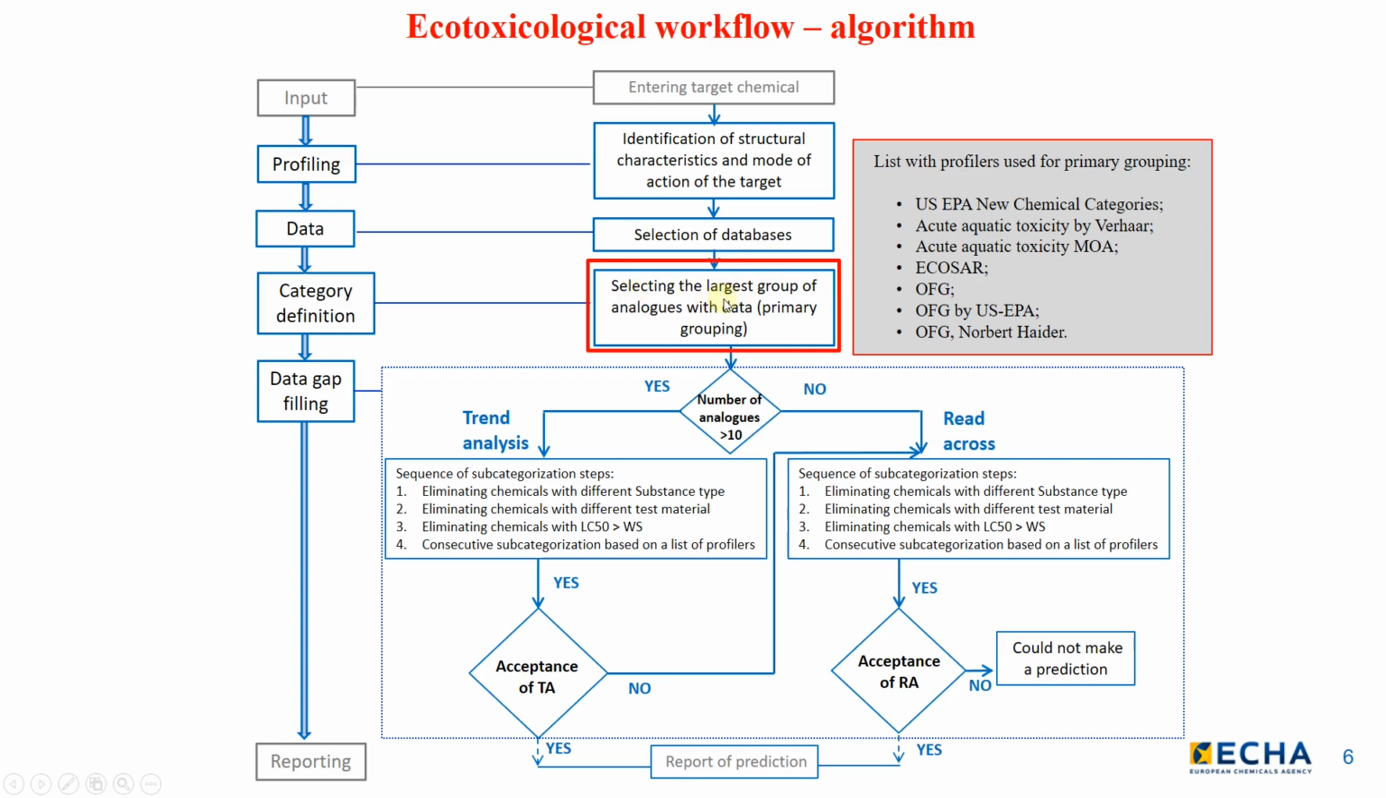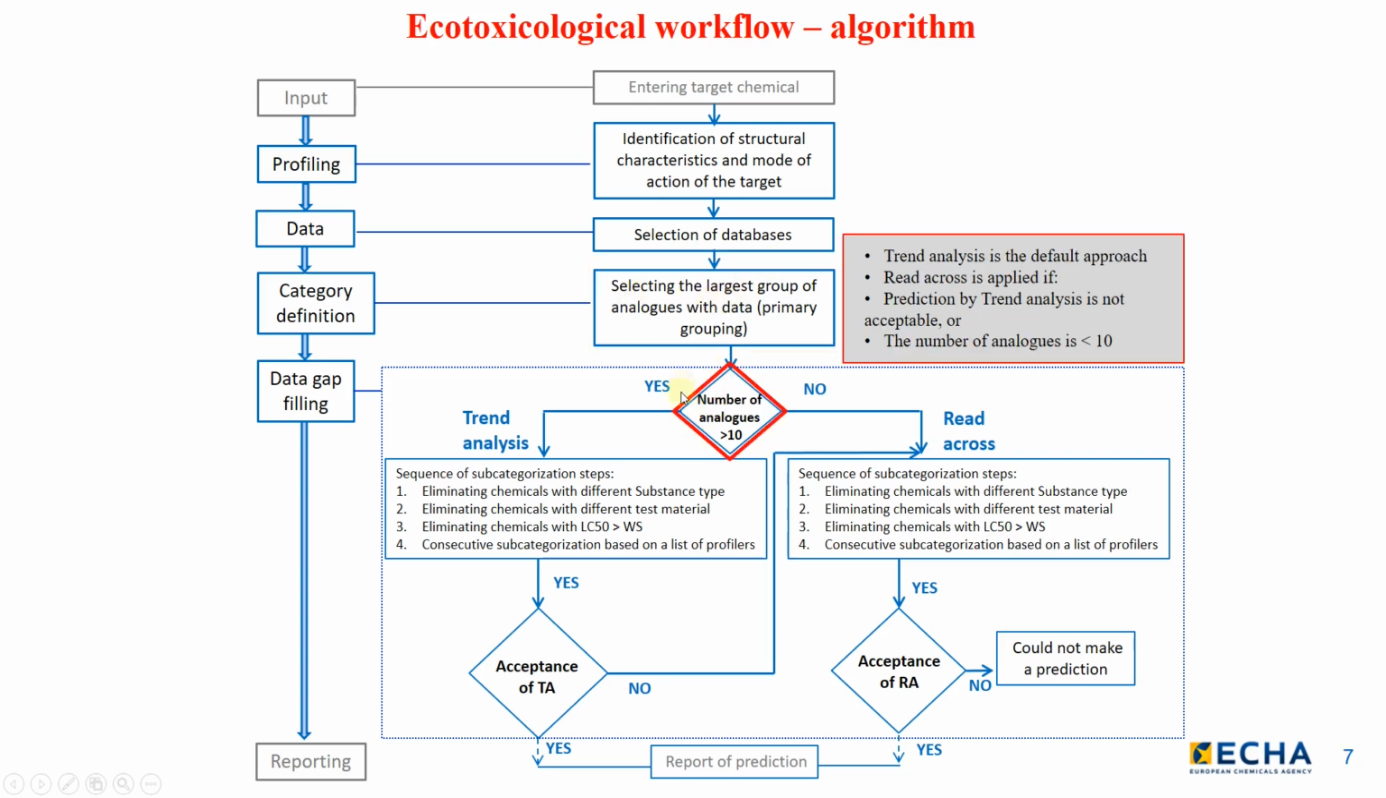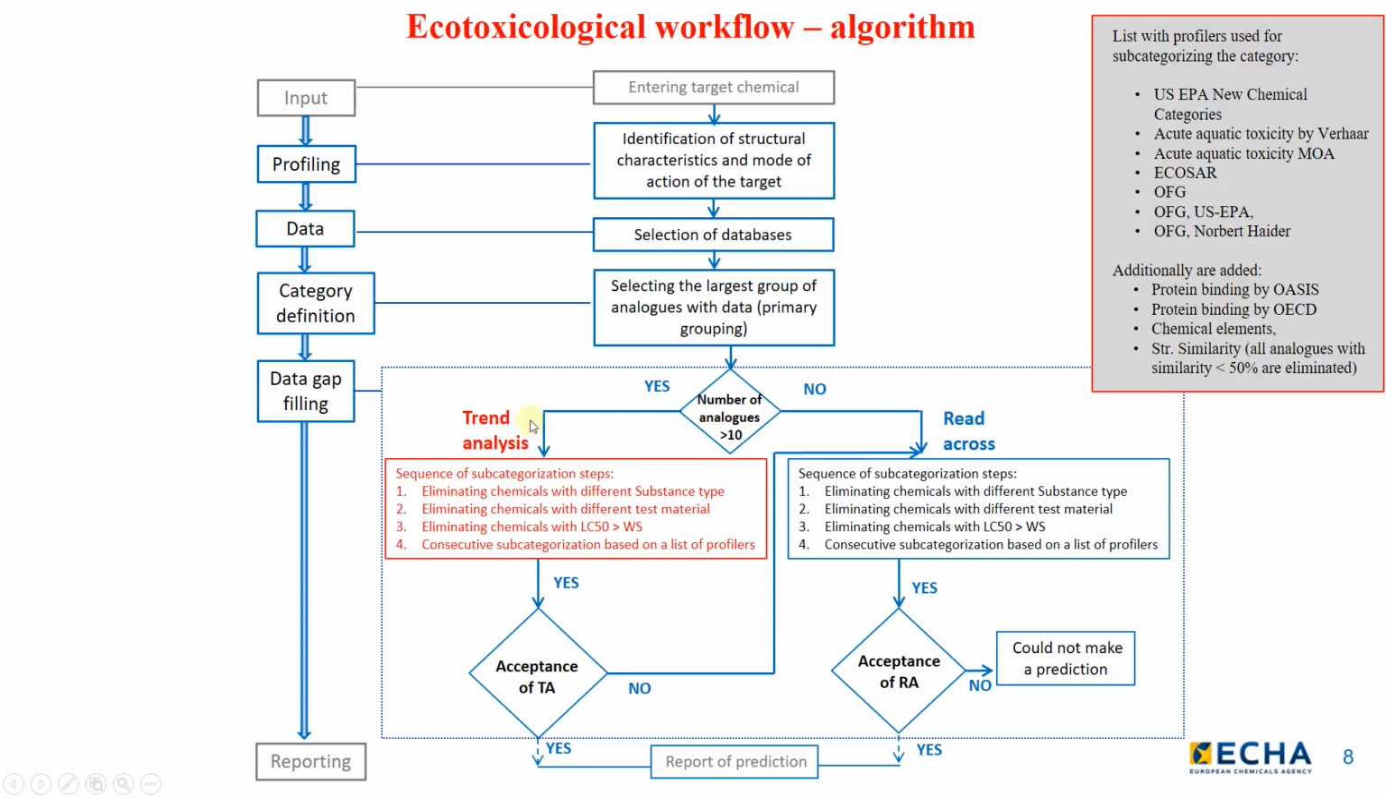Further, the workflow proceeds with data gap filling. Depending on the number of analogs within the primary group, the workflow continues with a trend analysis or read-across approach. If the number of analogs is over 10, trend analysis is used, otherwise the read-across is used. The primary group of analogs is further refined by a sequence of subcategorizations, again relevant to the target endpoint.